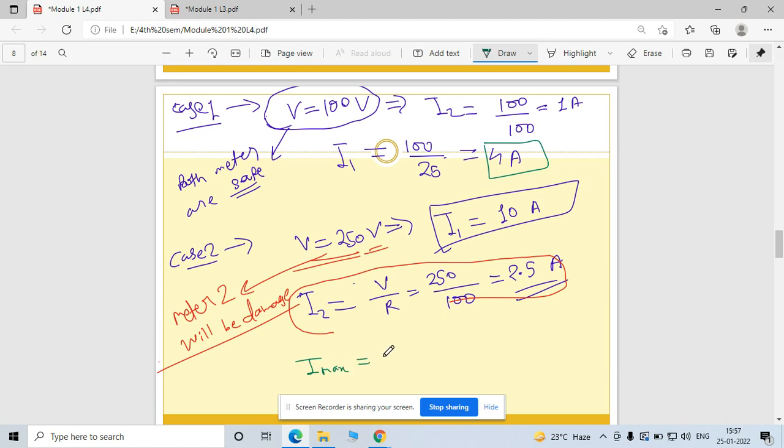Imax is 1 plus 4, which is equal to 5 ampere.